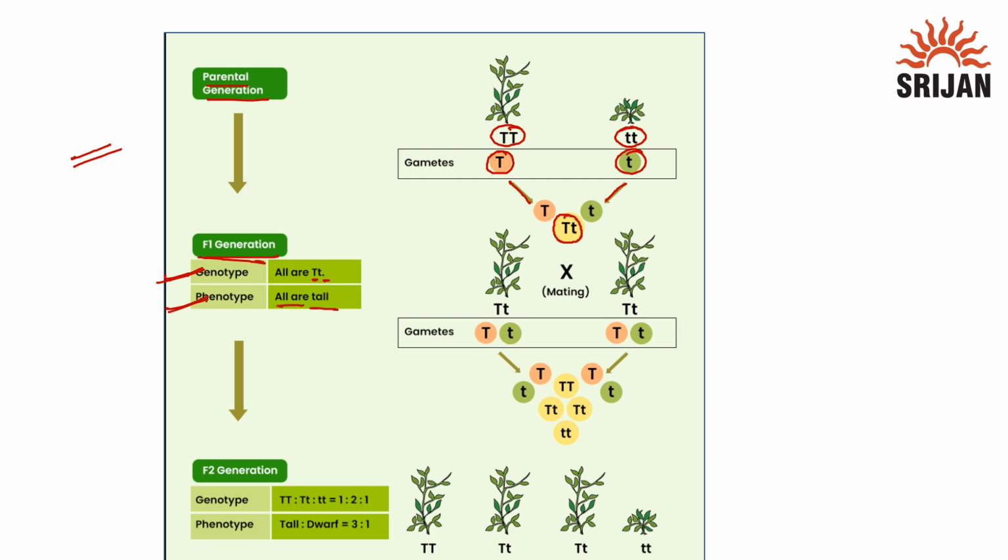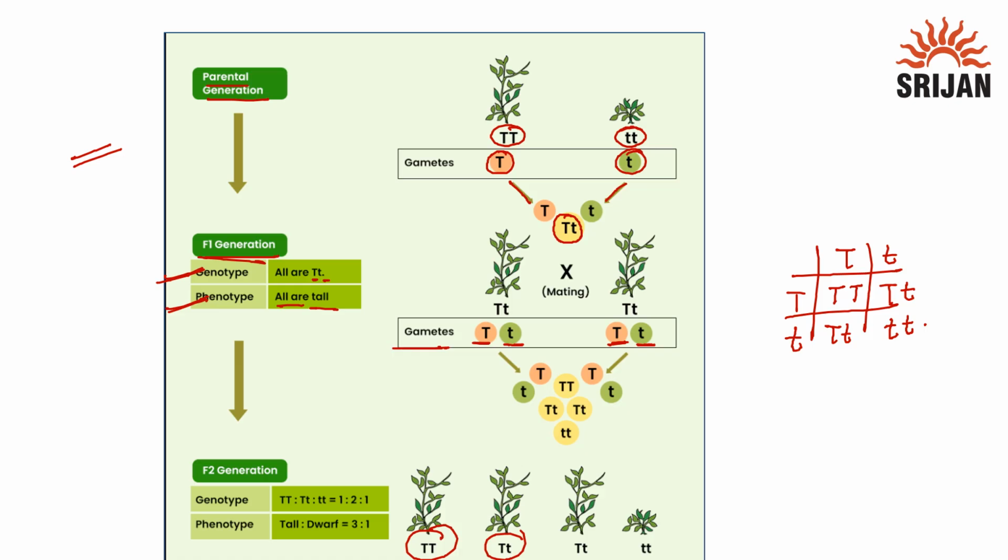Now when self pollination is taking place, here you can see the gametes formed are capital T small t, again capital T small t, and then we can make this Punnett square. So here it is like that, and here we can write capital T small t, here again capital T small t. So this combination, here you can see capital T capital T, then capital T small t, then capital T small t again, and here small t small t. So we can see all these four combinations, 1, 2, 3 and 4.